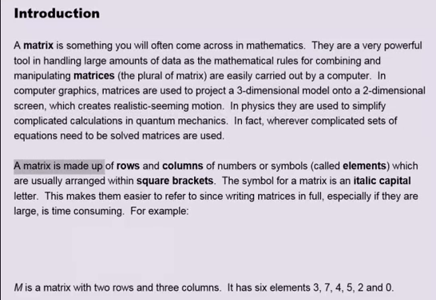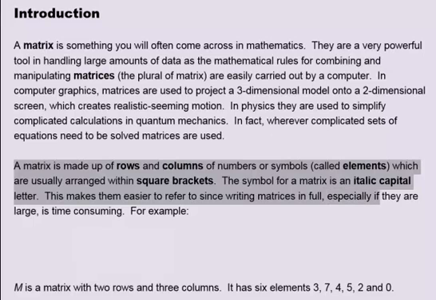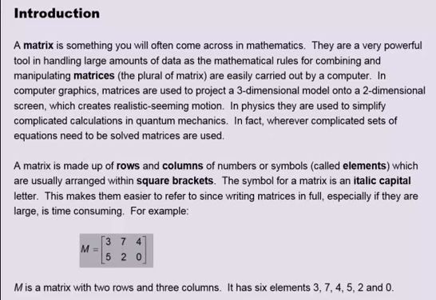A matrix is made up of rows and columns of numbers or symbols, called elements, which are usually arranged within square brackets. The symbol for a matrix is an italic capital letter. This makes them easy to refer to, since writing matrices in full, especially if they are large, is time consuming. For example, this is a matrix.